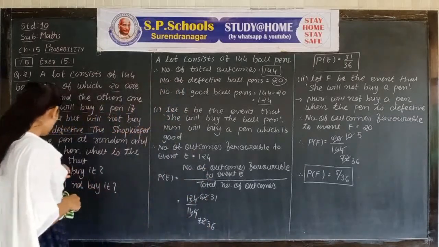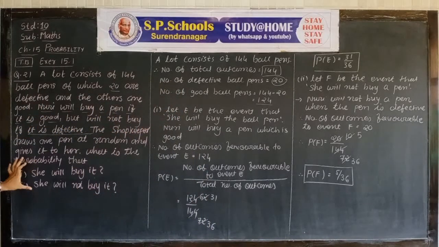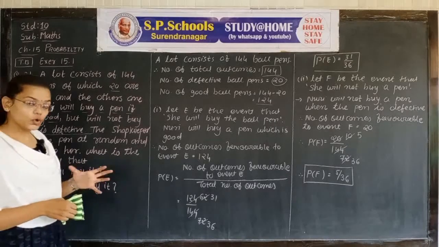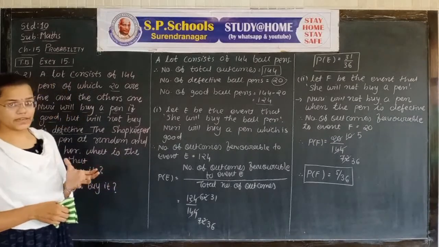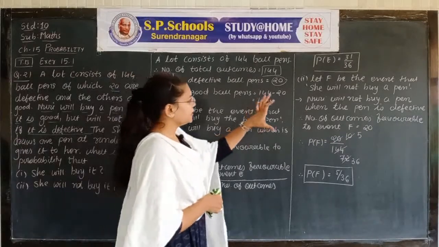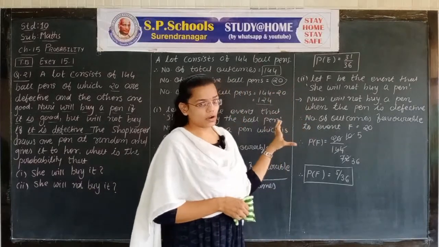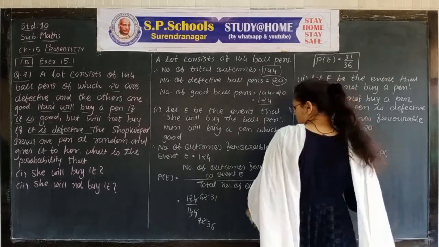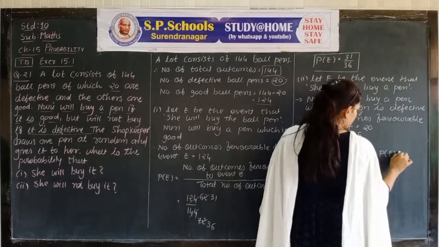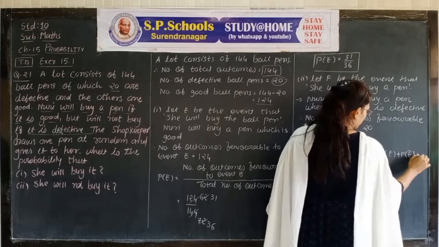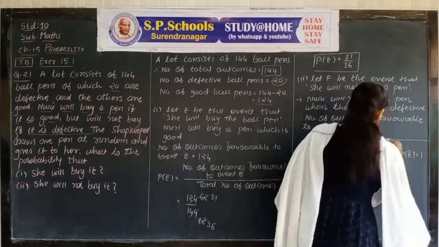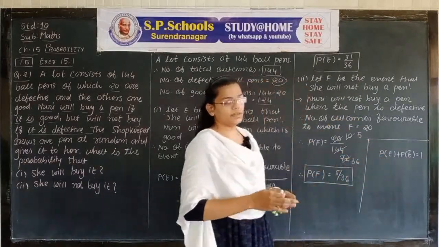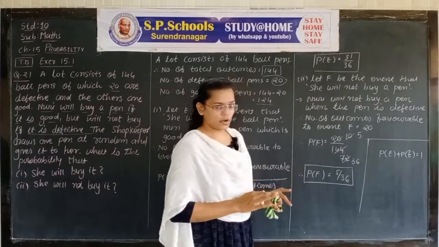Now see the two probabilities here, two events. She will buy it, she will not buy it. Both are which type of events? Complementary events of each other. So in the second part we can use our concept of complementary events. We know for an event E, P of E plus P of E bar is equal to 1. Instead, for the second part we can also use the concept of complementary events.